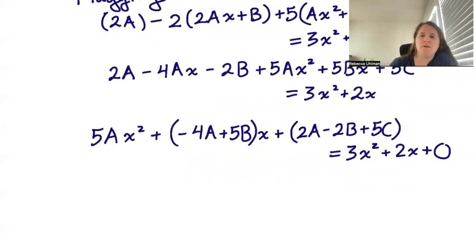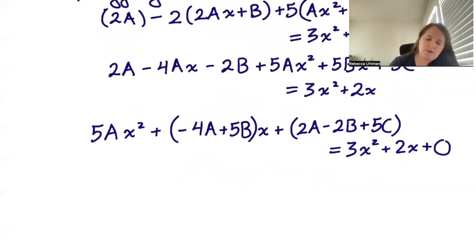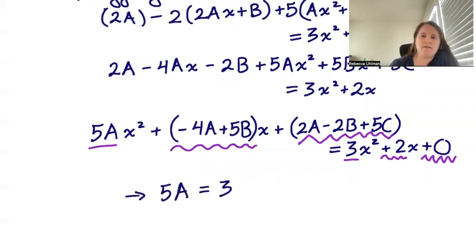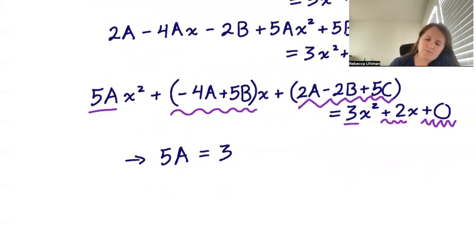So matching coefficients, we get that our 5a must match the 3 in front of x squared. Our negative 4a plus 5b must match the plus 2. And then the 2a minus 2b plus 5c must match our plus 0. So again, this gives us 5a is equal to 3, so we immediately know that a is equal to 3/5.